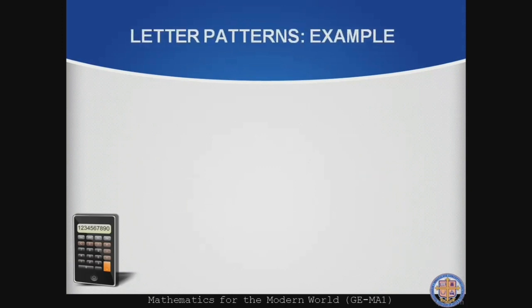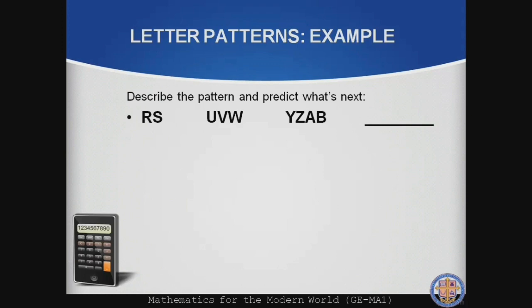We have also letter patterns. Example, describe the pattern and predict what's next. So as you notice, we have here 3 sets of letters. Wherein the first set, just 2 letters. Second set, 3 letters, followed by 4 letters. So we're predicting now that the next answer should be 5 letters.